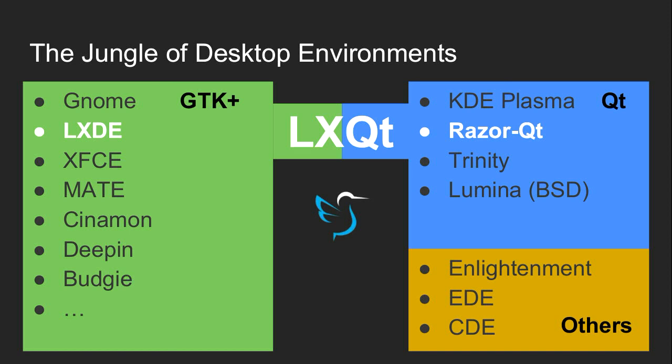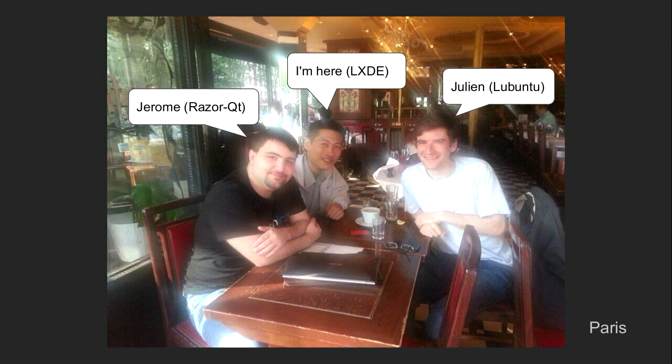So actually, we proved that it's possible for two projects with totally different tech stacks to merge together. So now, in the jungle of desktop environments, we have a unique position, because we come from the GTK plus world, and they came from the Qt camp. There are also a lot of different desktop environments, but now we are sitting in the center of this desktop environment jungle and trying to make everyone happy. But of course, that's very difficult. We will try our best to make sure that we can still stay with our original goals, but become more flexible.